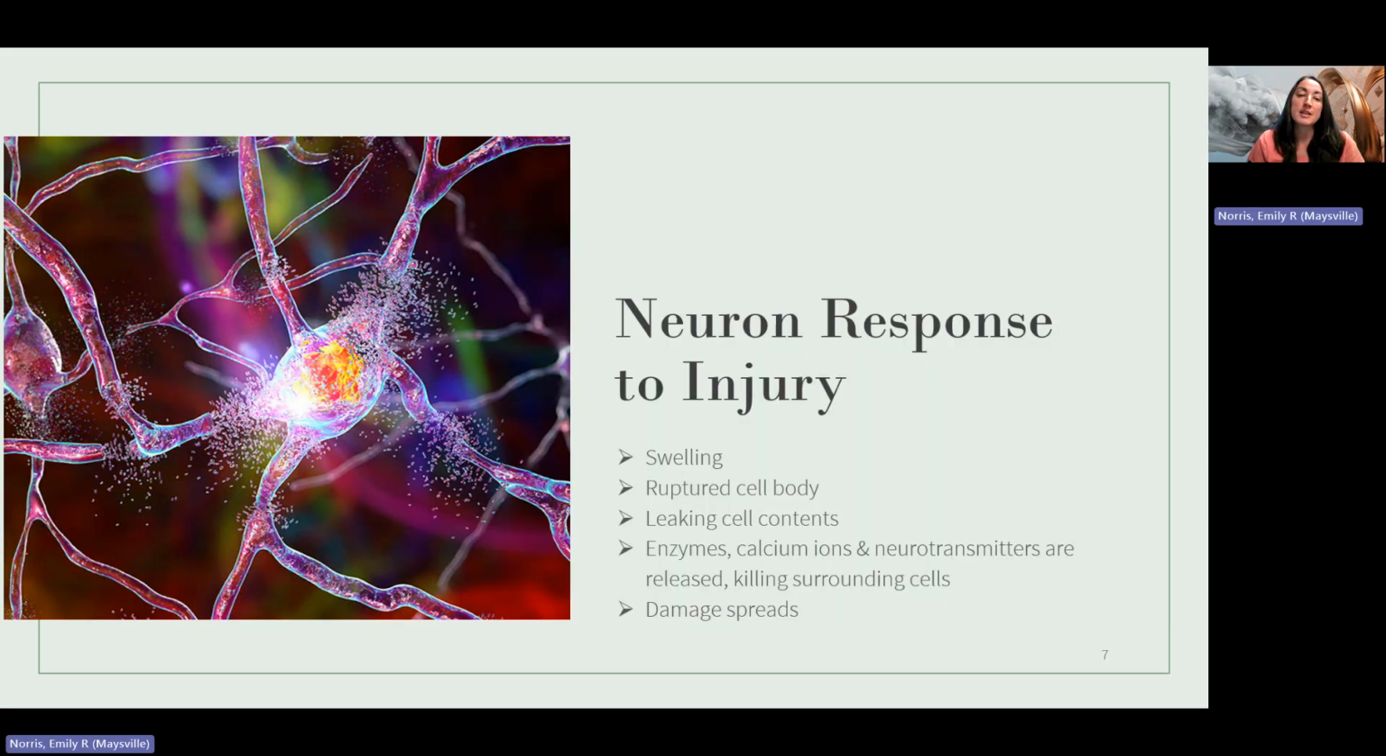Neuron response to injury. So after the area is injured, the neuron itself causes some swelling in the area. The cell body is ruptured and it leaks the cell contents. So different things like enzymes, calcium, and neurotransmitters leak in the area, and they're all neurotoxic. So they kill surrounding cells and the damage spreads. And then the more swelling that occurs, the more damage that continues to occur.